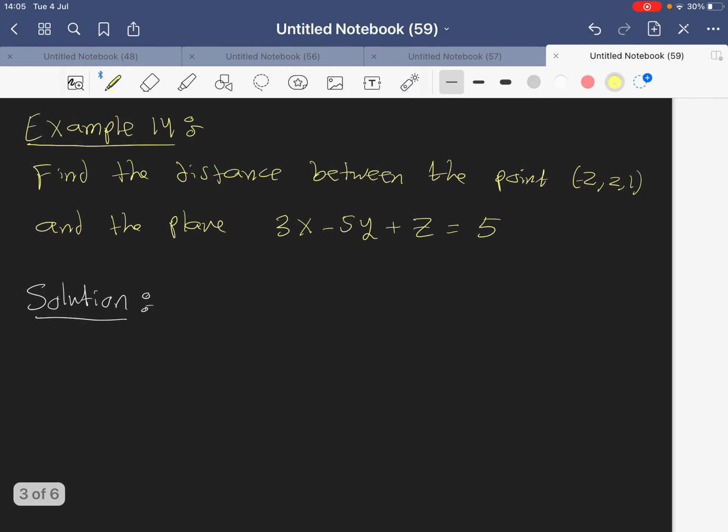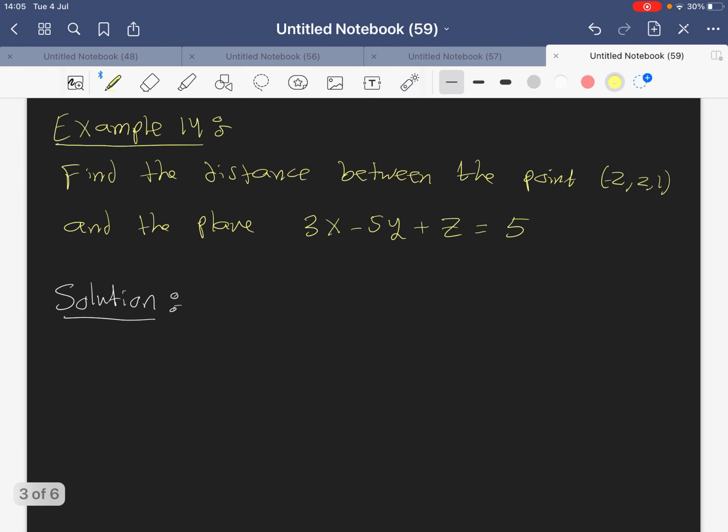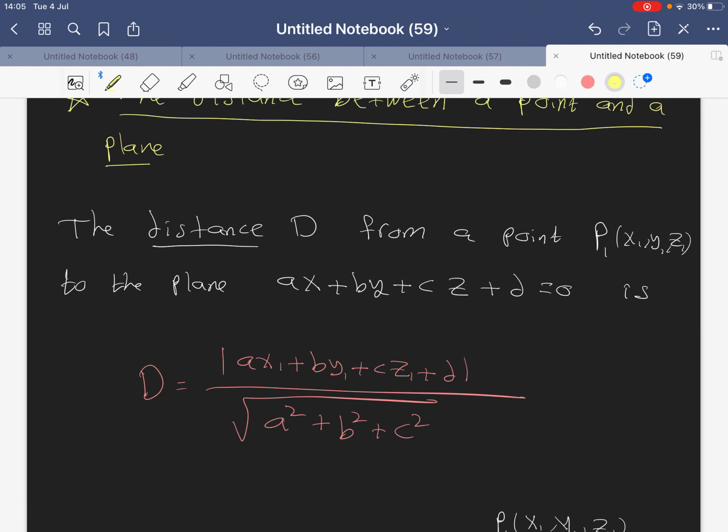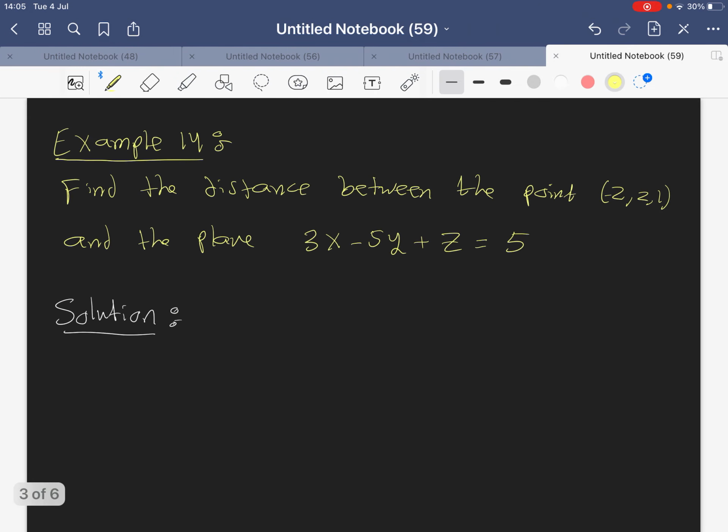So in example 14, we need to find the distance between the point (-2, 2, 1) and the plane 3x minus 5y plus z equal to 5. Please pause this video, try to solve it by yourself, applying this formula for the distance, and then play the video again and compare your answer.